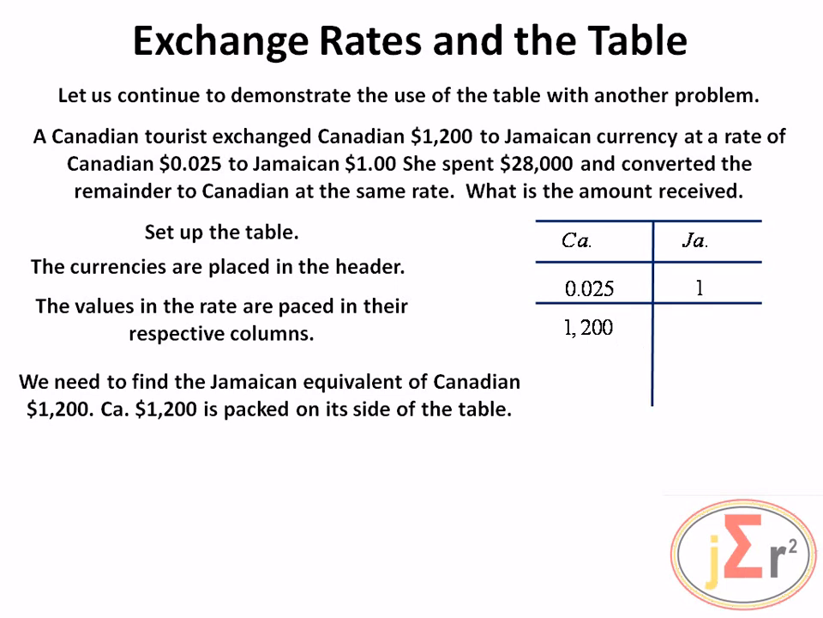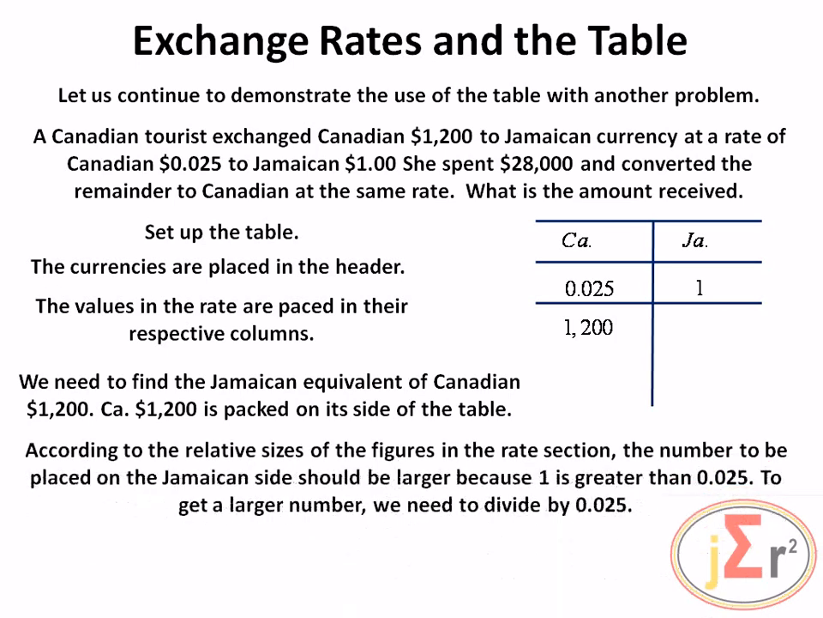The only way we can get a larger number by using that rate, 0.025, is by dividing 1,200 by 0.025. By dividing by a fraction that is less than 1, the answer is greater than the number that we started off with, which is what we want. So we are going to divide by 0.025, and we have this statement right here.